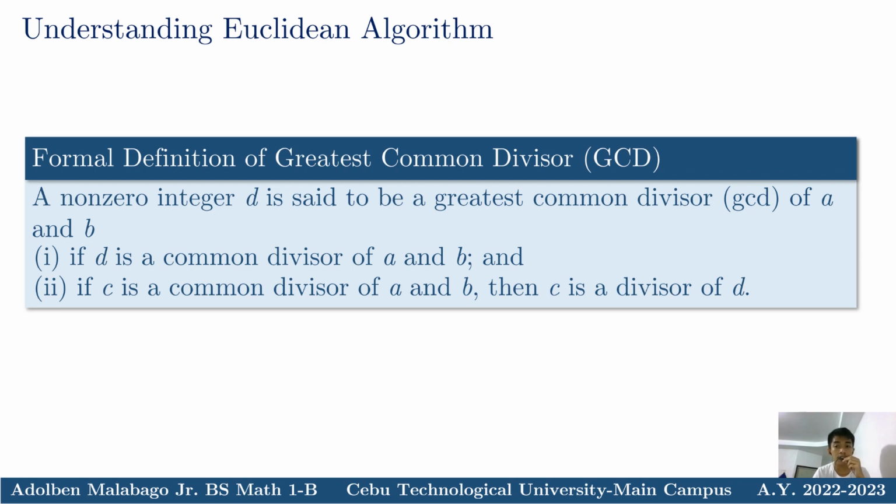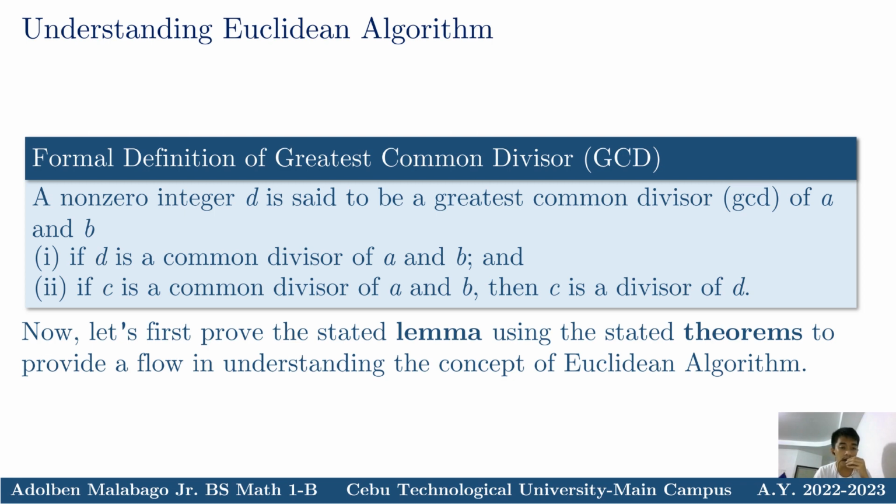So now here is the definition of the GCD, or greatest common divisor, or the GCF, with the use of variables as integers. The formal definition of the GCD is: a non-zero integer d is said to be the greatest common divisor, or the GCD, of a and b if, one, d is a common divisor of a and b, and two, if c is a common divisor of a and b, then c is a divisor of d. And now let's first prove the stated lemma using the stated theorems to provide a flow in understanding the concept of the Euclidean algorithm.